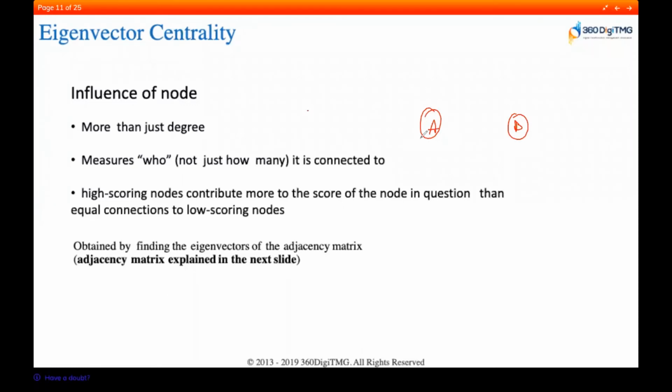Let's say person A has a social network of only 2 persons, C and D, and person B has thousands of connections. What are the other parameters that we have discussed? We have discussed degree centrality and closeness centrality. All of these say how many connections you have.